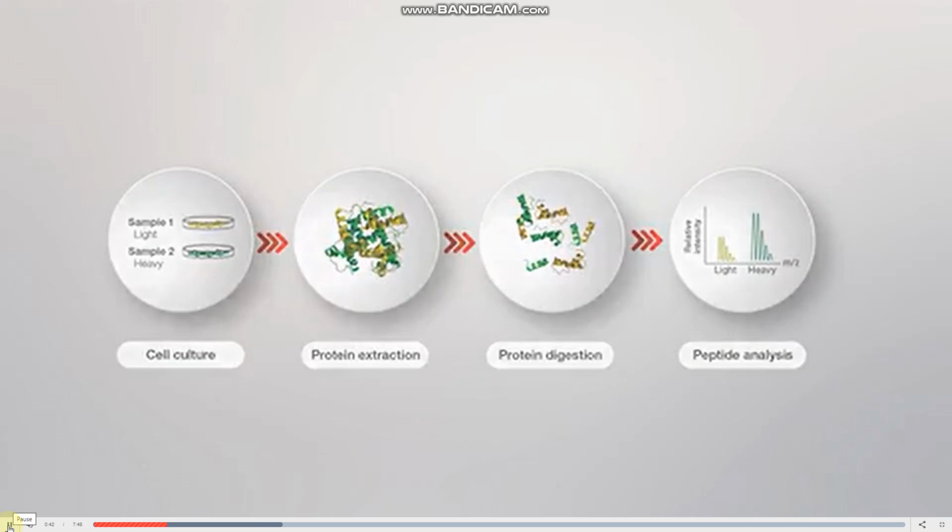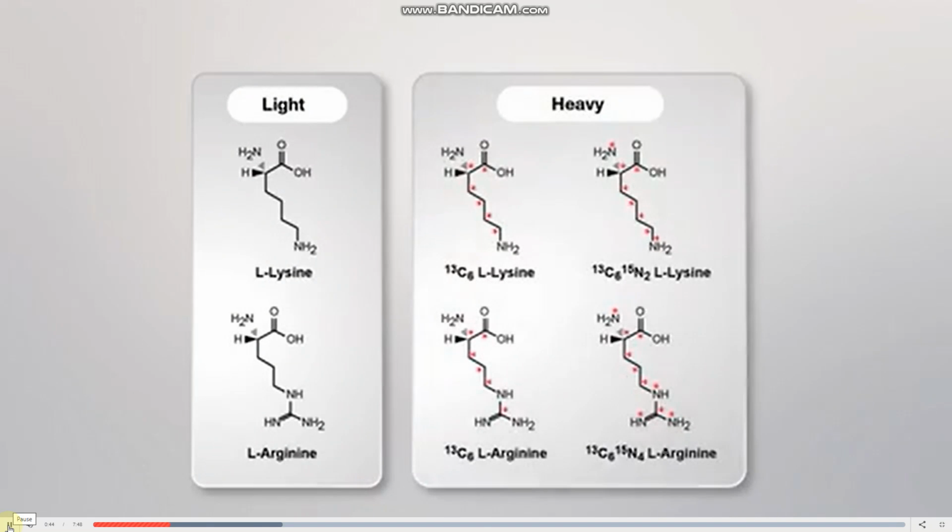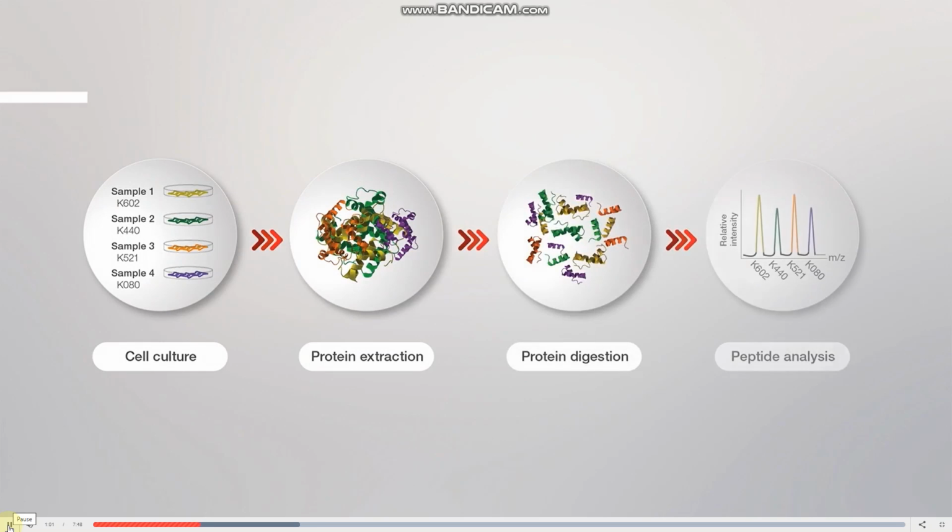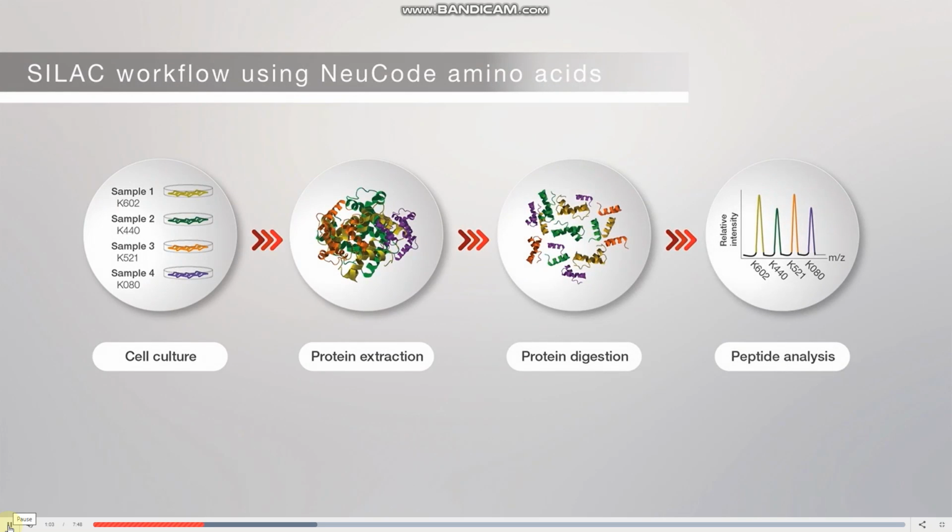SILAC amino acids are chemically identical to natural amino acids but differ in mass due to the incorporation of stable isotopes, denoted here by the red asterisks. These heavy amino acids, typically lysine or arginine, facilitate detection and quantitation of labeled proteins' relative abundance in different samples. Up to 4 different cell populations can be analyzed using Thermo Scientific NeuCode amino acids.